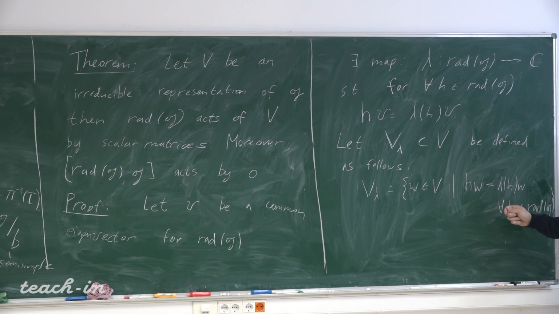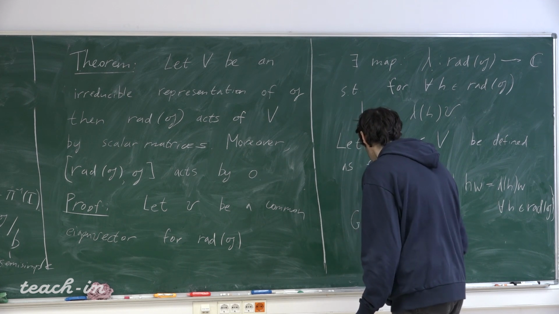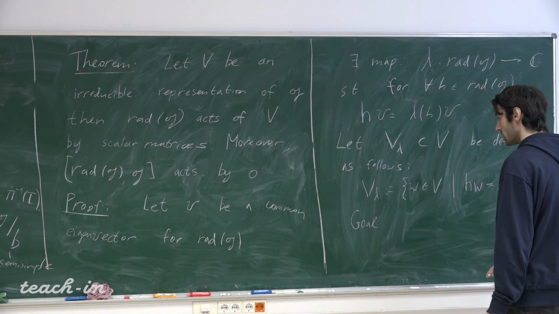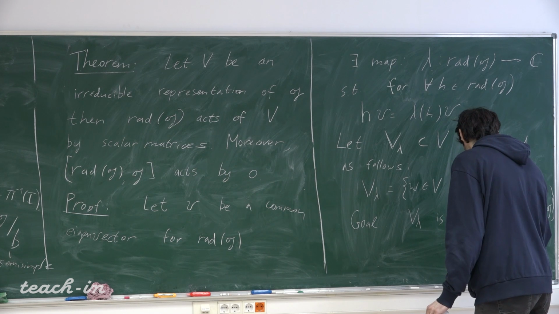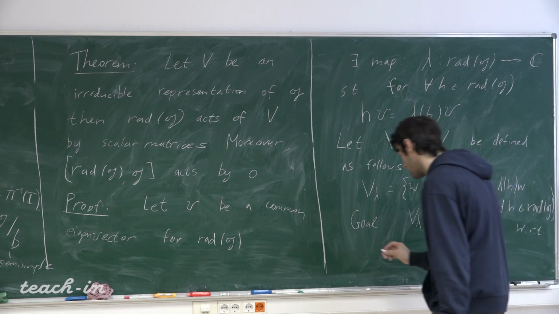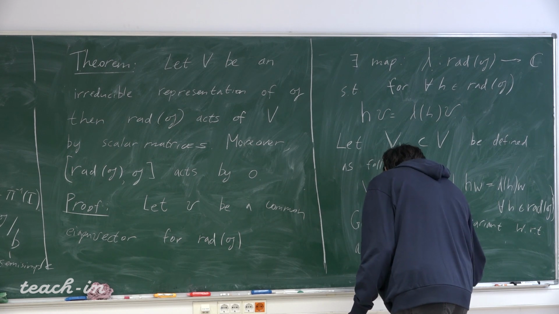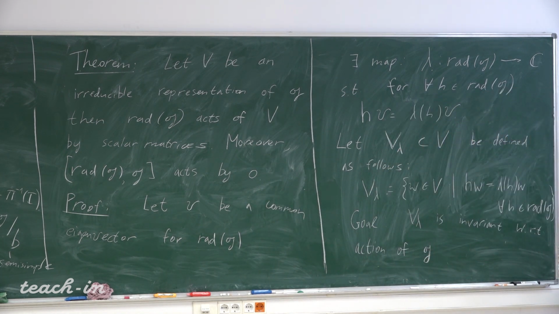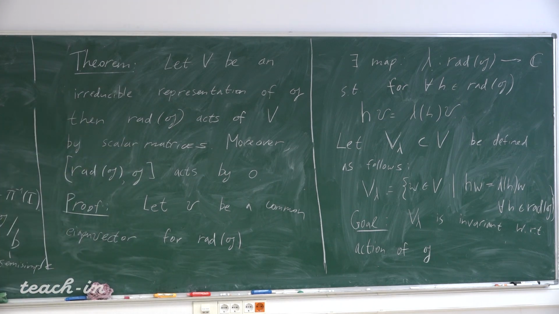So our goal is to see that V lambda is invariant with respect to the action of G. Then we are done, right? Because V is irreducible, and therefore V lambda should coincide with V, right? Okay, so let's try to see this.